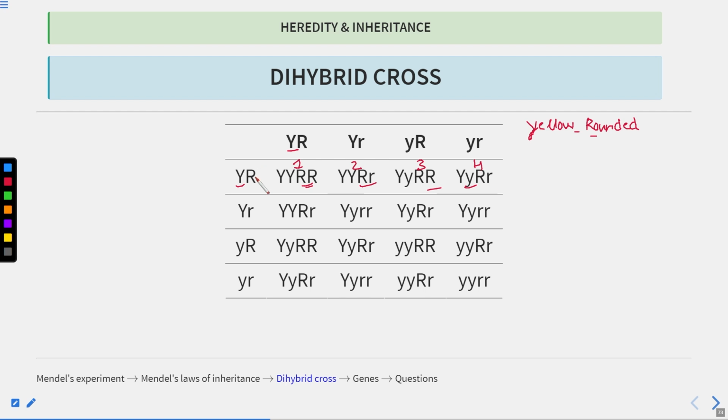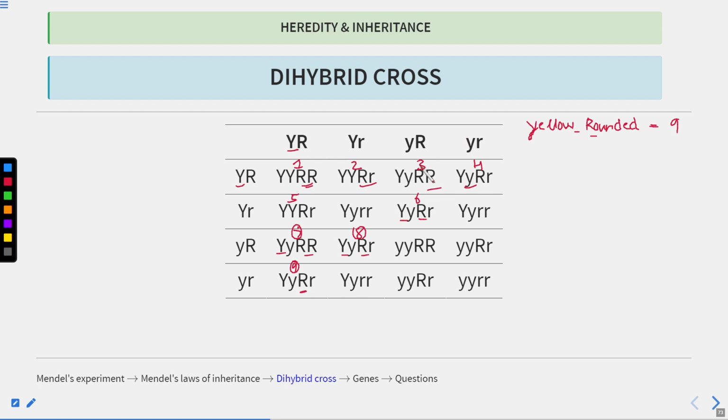This is also yellow rounded. This is fifth, again yellow rounded. This is sixth, yellow and rounded. Then seventh, also yellow and rounded. So eighth. And then which one with the yellow and rounded? This one also. This is the ninth one. Okay, and what was the ratio? They appear in the ratio of 9.